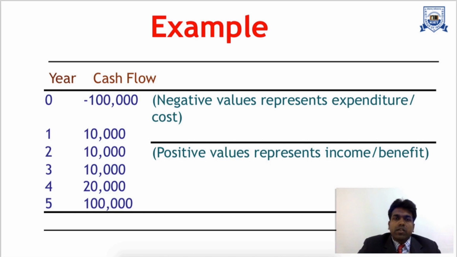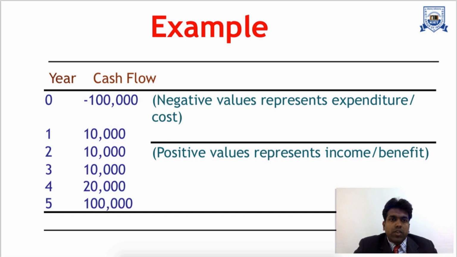So now I am going to take one example and then explain these first three techniques. The different cash flows are shown here for a project. Suppose there is a project and the first column shows the year, year-wise, starting with the zeroth year. Suppose 1 lakh rupees is involved in the project. That is the cost or expenditure.